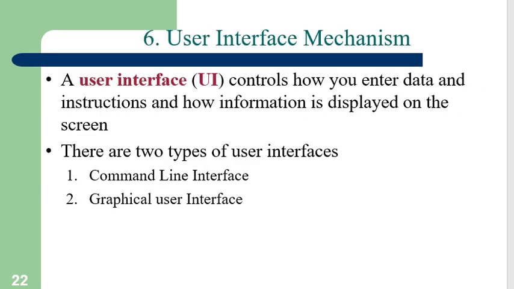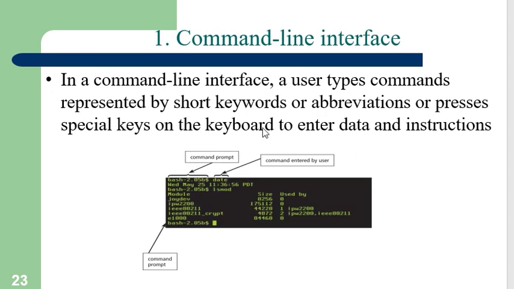And then the user interface mechanism, which is similarly called UI. It controls how you enter data and instructions and how the information is displayed on the screen. There are two types: command line interface and graphical user interface. The command line interface is one where you type commands represented by short keys or abbreviations, or press special keys on the keyboard to enter data and instructions.